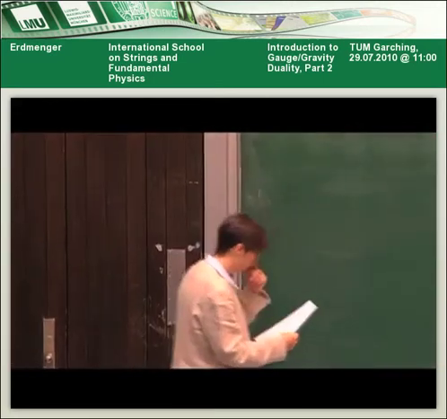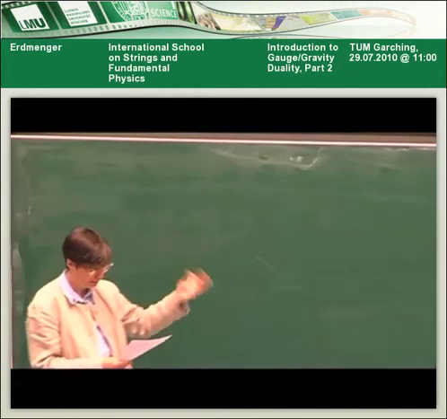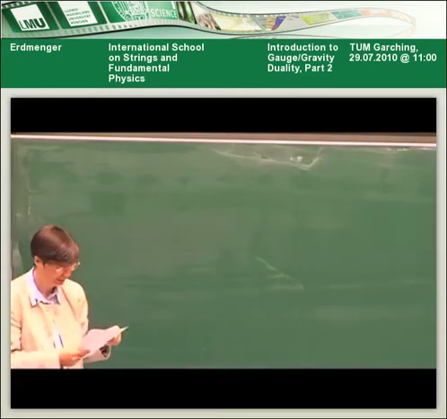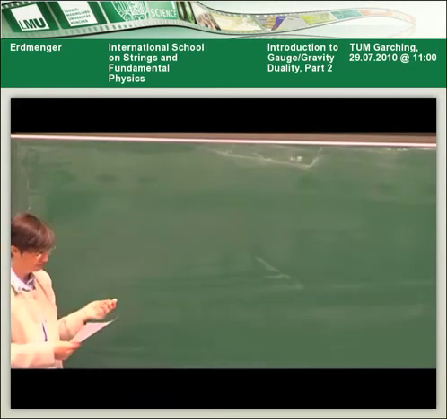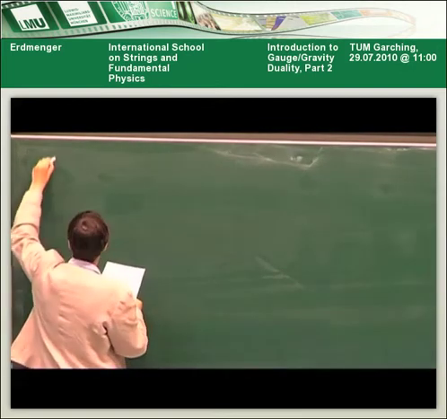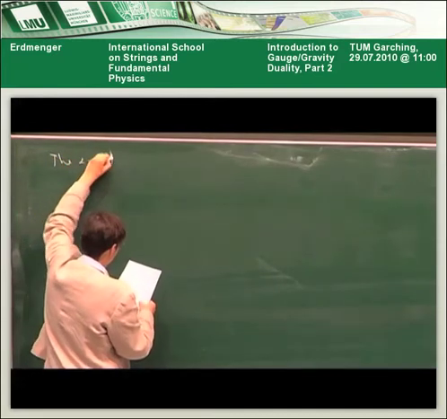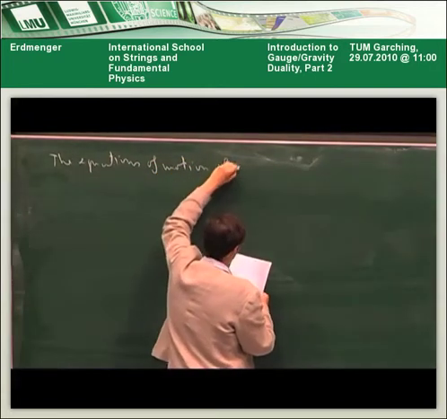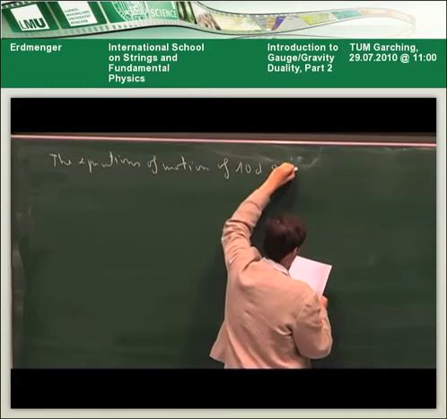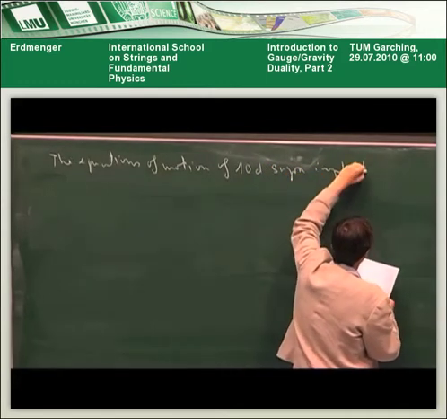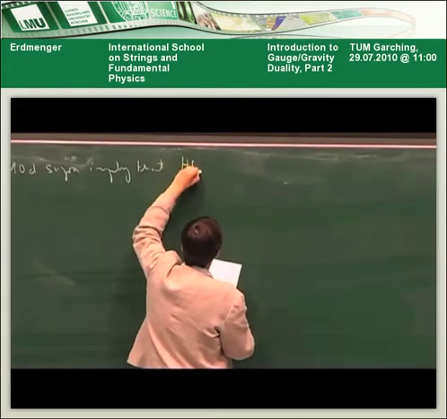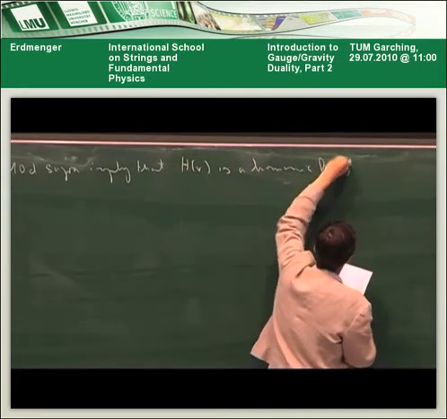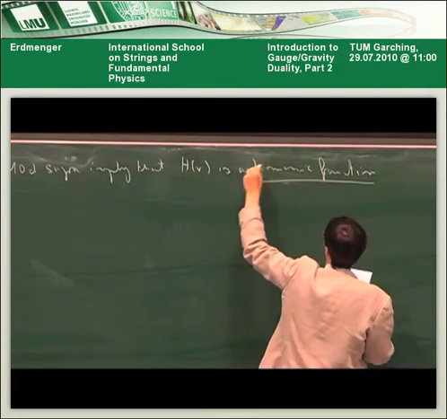Okay, so now we take this ansatz, and we plug it into the 10-dimensional equations of motion, and then these equations of motion will imply that h of r has a particular form, and in particular, it has to be a harmonic function. I show you this. So the equations of motion of 10-dimensional supergravity imply that h of r is a harmonic function.